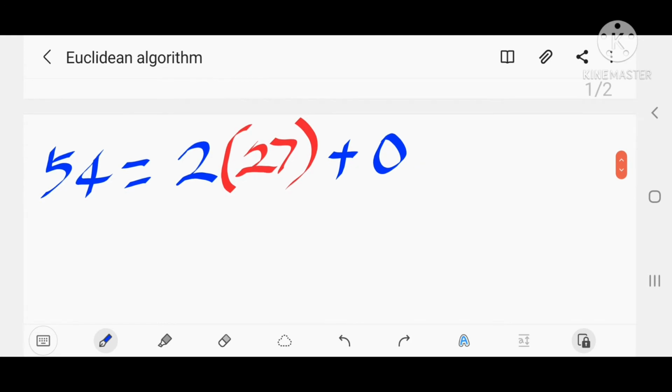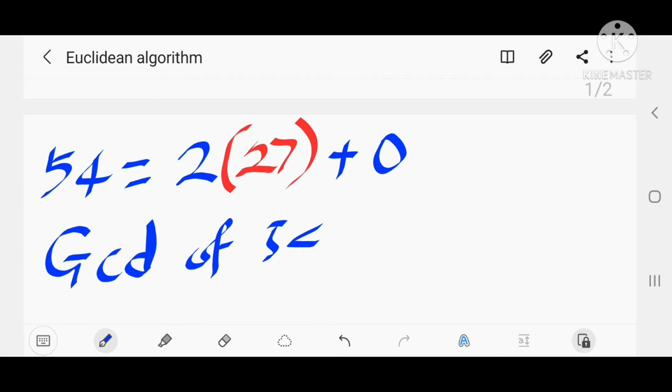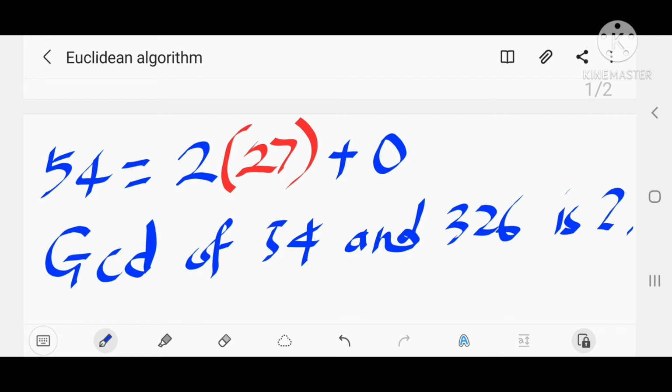So since we got 2 as the divisor that gives us a remainder of 0, that means the GCD, or the highest common factor, of 54 and 326 is 2.